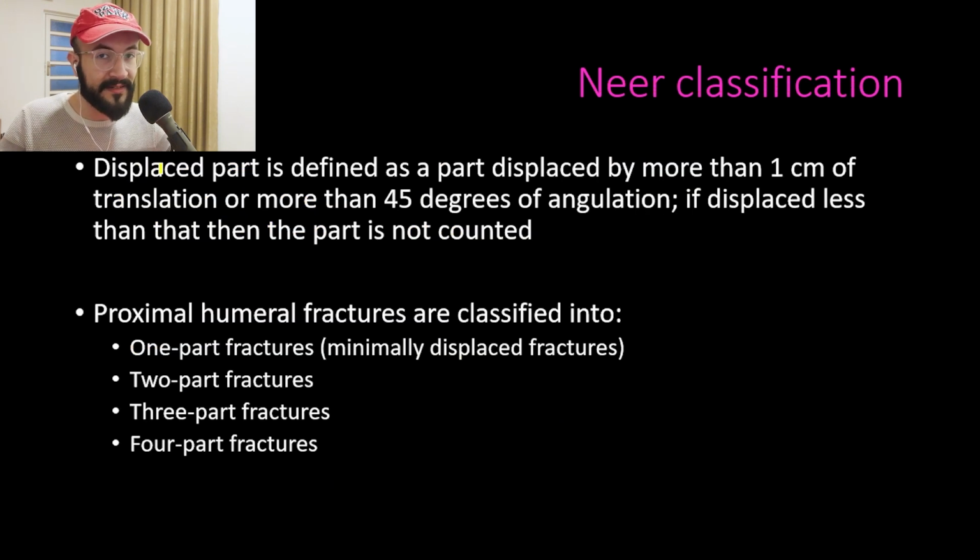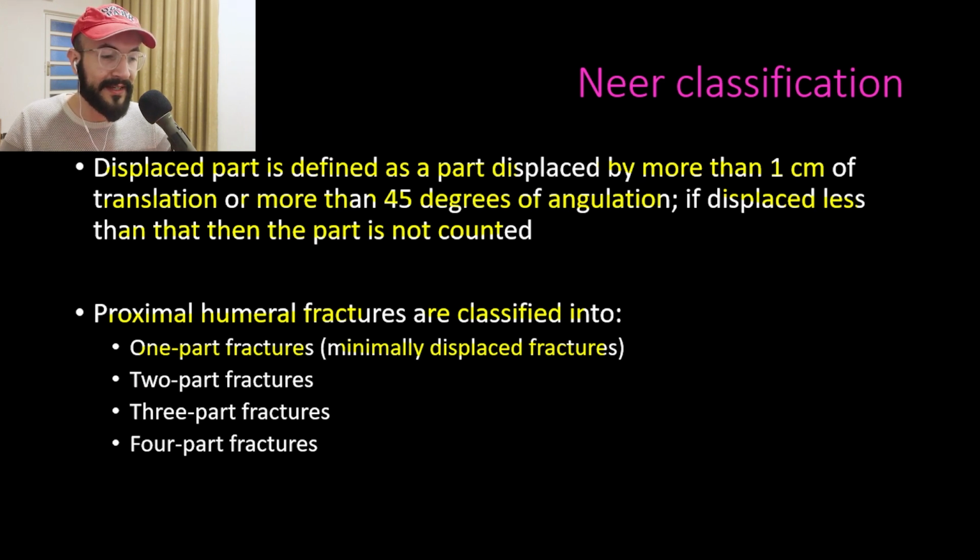And for a part to be counted in the classification, it has to be displaced. And a displaced part is defined as a part displaced by more than 1 centimeter of translation or more than 45 degrees of angulation. If displaced less than that, then the part is not counted. And according to that, the proximal humerus fractures are classified into one-part fractures, which are the minimally displaced fractures. That is when there is no displacement of any part. That is when we call them a one-part fracture.